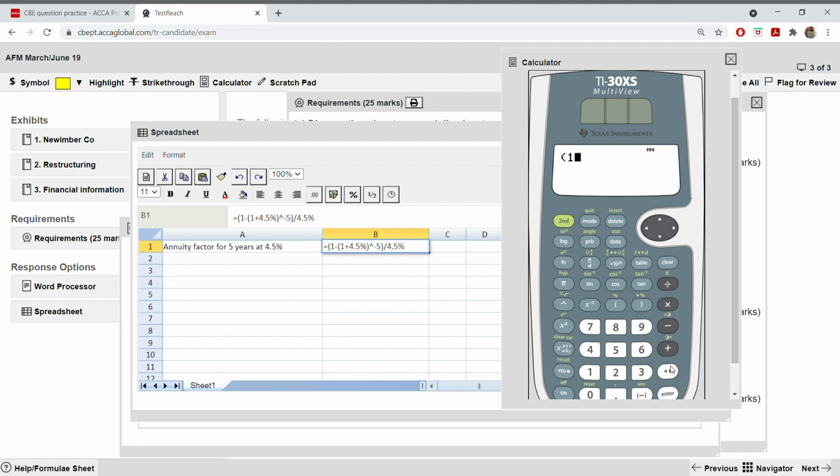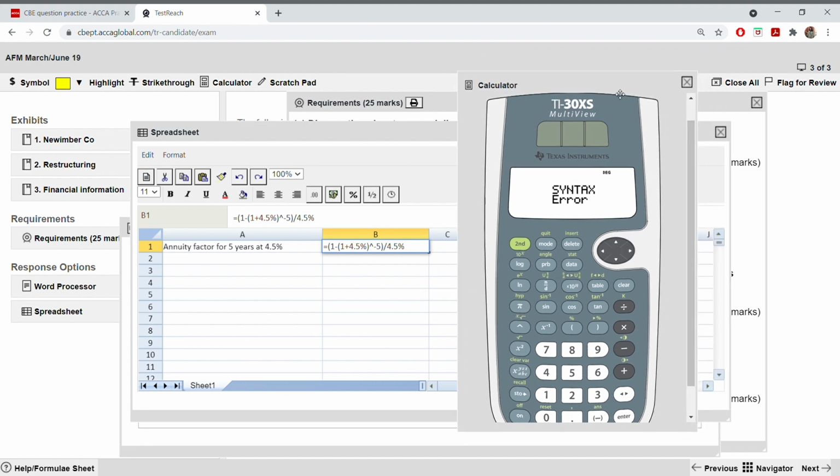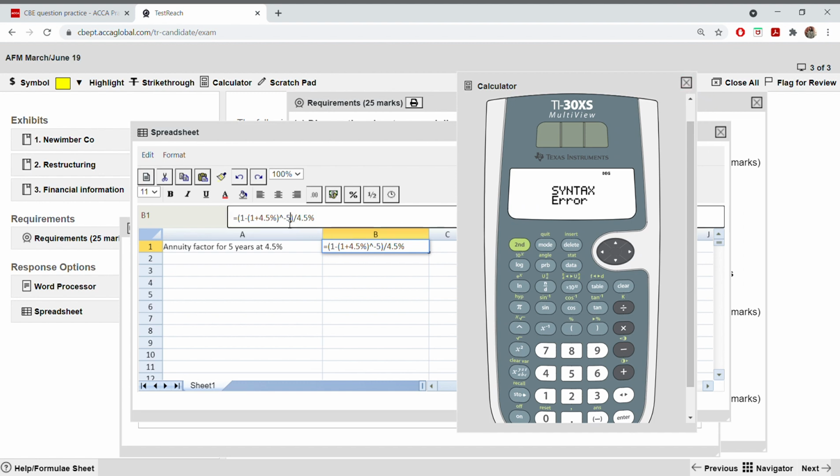Okay. 1 minus 1 plus 0.045 to the power minus 5. What happened when I do it? And then divide by 0.045. Enter. Right? It's showing a syntax error. So don't do it in one go if you're not getting it, and waste time. If you cannot, then break it down. Just do this part first and then divide by 4.5%.